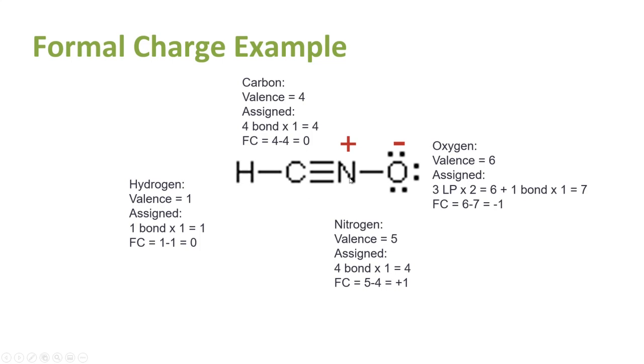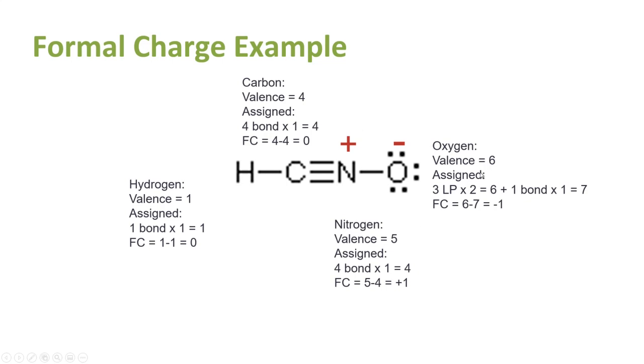But when I move to nitrogen, it's in group 15, so it has a valence of 5, but currently it participates in 4 bonds, 1, 2, 3, 4. So it's only assigned 4 electrons. It doesn't have any lone pairs, so I only have those. So 5 minus 4 is a +1. So there is a positive formal charge on this nitrogen atom within this Lewis structure.